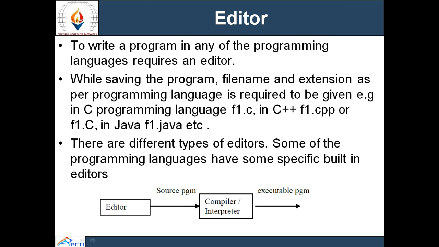Editor. To write a program in any of these languages requires an editor. While saving the program, a file name and extension as per the programming language are required to be given. Example, in C programming, filename.c is written, in C++ filename.cpp, or in Java filename.java. There are different types of editors. Some of the programming languages have some specific built-in editors.